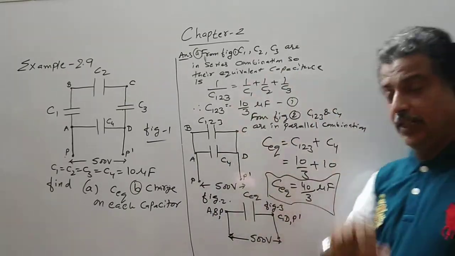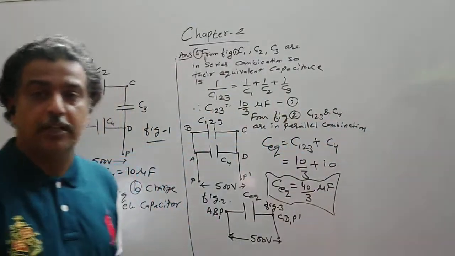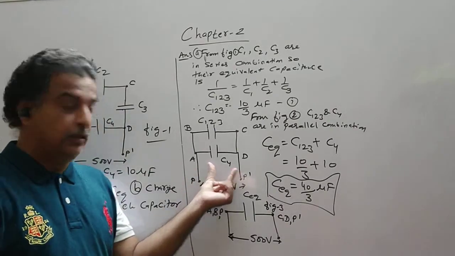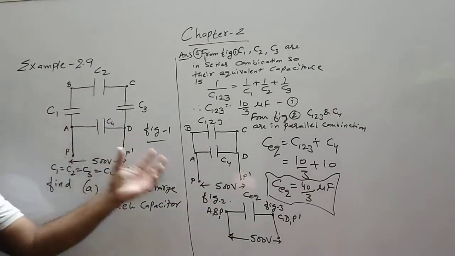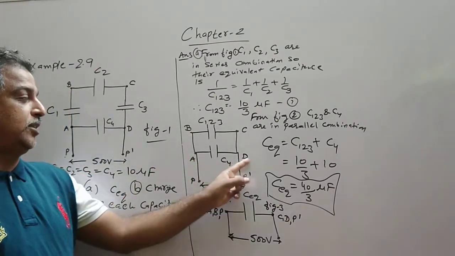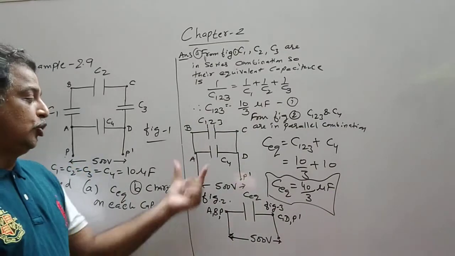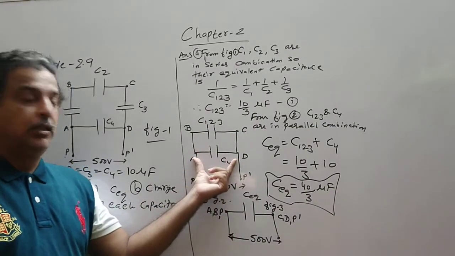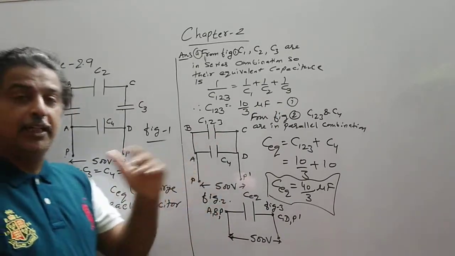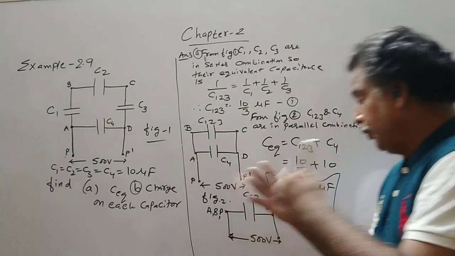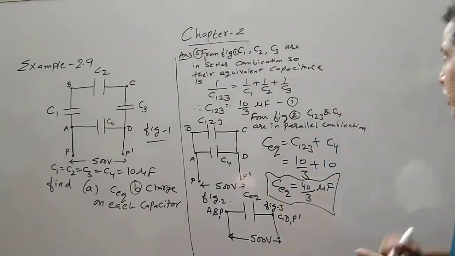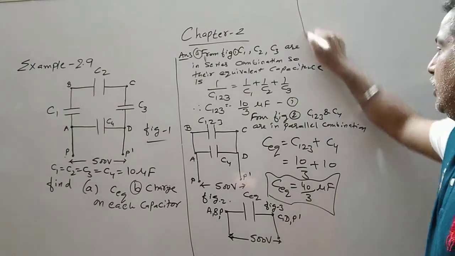And in parallel combination, we know that the potential remains the same. So the potential across C4, which was already known from figure 1, is 500 volt. P, A, B are at a positive potential, P dash, D, C are at negative potential. So the voltage across C4 is 500. The voltage across C1, 2, 3 is also 500 volt. So I have to apply the concept of parallel combination. How will I apply that concept?